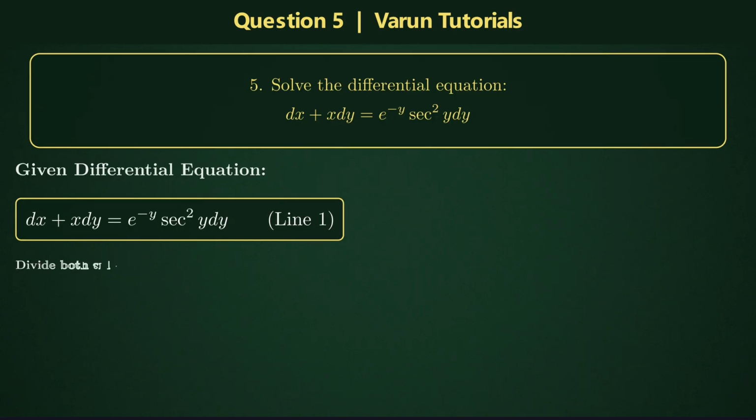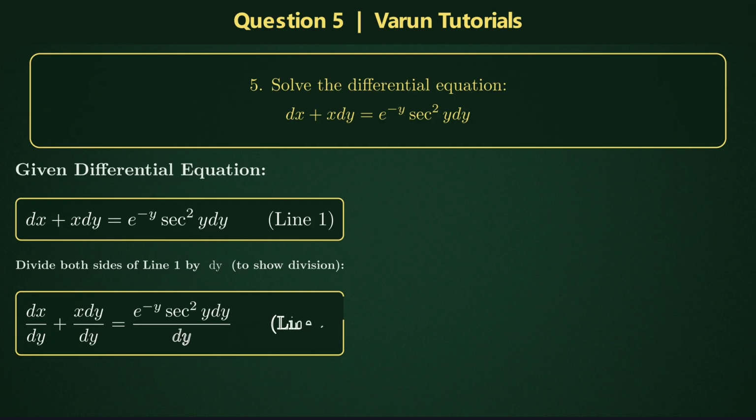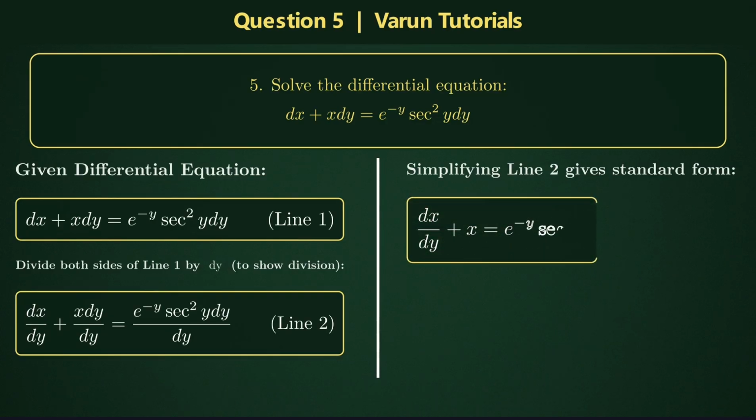To find the standard form, we divide both sides of line 1 by the differential dy to show the division of each term explicitly. This gives line 2, dx divided by dy, plus x times dy divided by dy, equals e to the minus y times secant squared of y times dy divided by dy. We cancel the dy terms from the second and third terms. Simplifying line 2 by cancelling the dy terms in the numerators and denominators gives the standard form. This gives dx by dy plus x equals e to the minus y times secant squared of y.